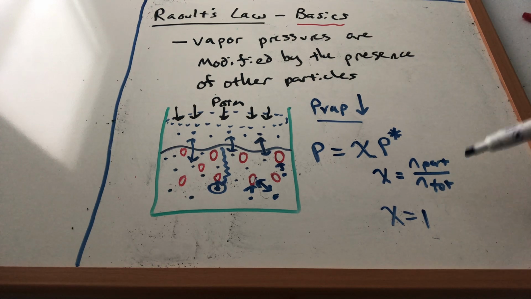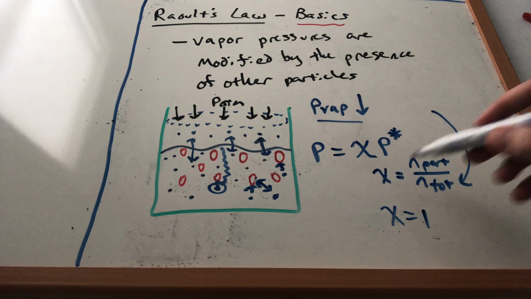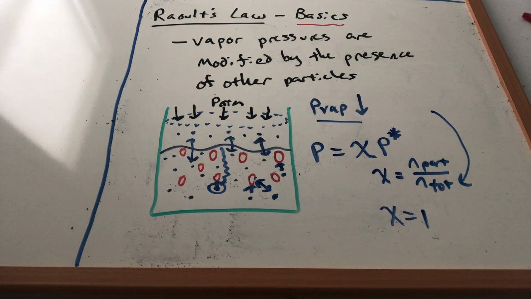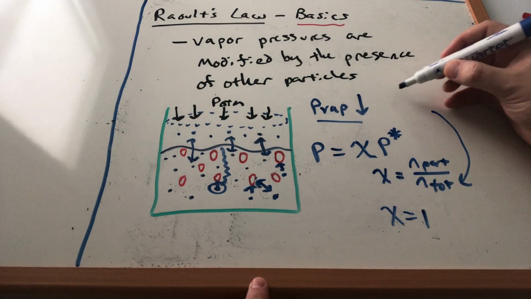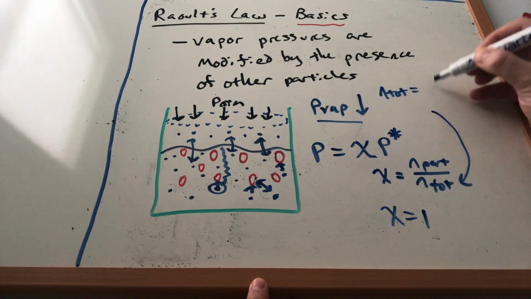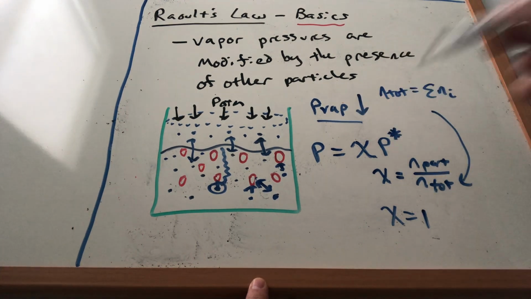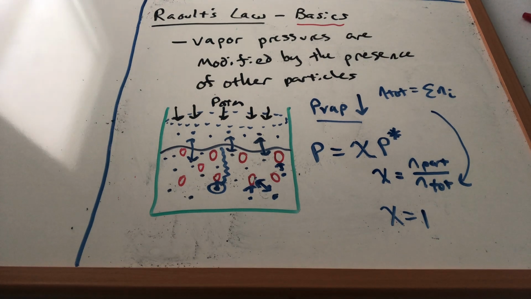N total is N of that part. And just in case this isn't clear, this is something that you should know. I think we talked about it before, even in our class, but definitely from general chemistry. N total is just the sum of all the moles of the species in there. So if this is 1, that means there's only one species in there, and you're getting your pure vapor pressure, and that makes sense.